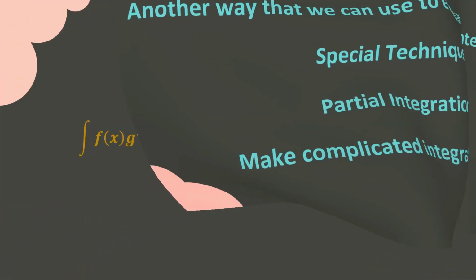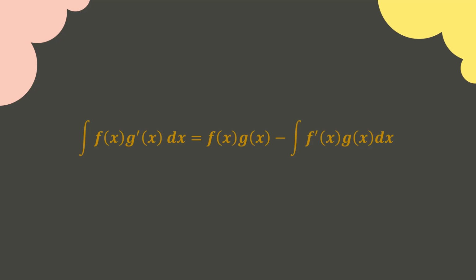And here is the general form of integration by parts. The integral of f of x times g prime of x dx is equal to f of x times g of x minus the integral of f prime of x times g of x dx.